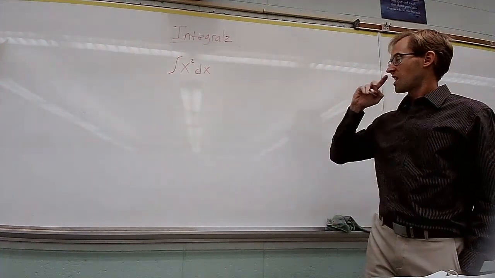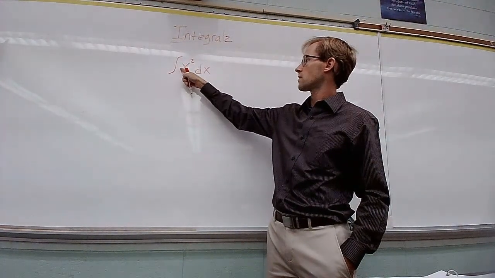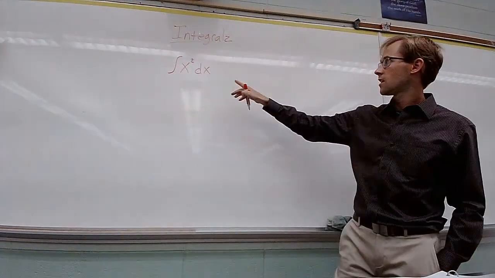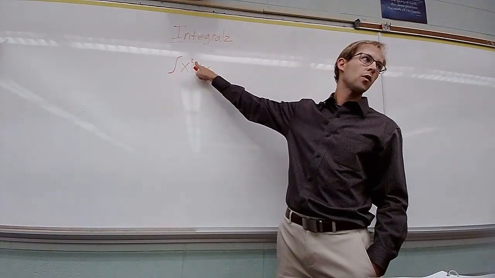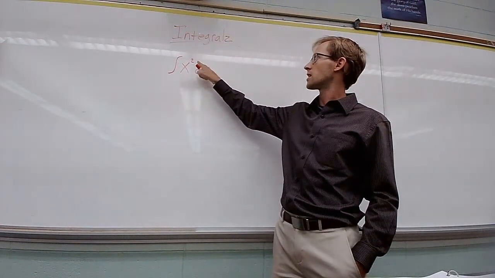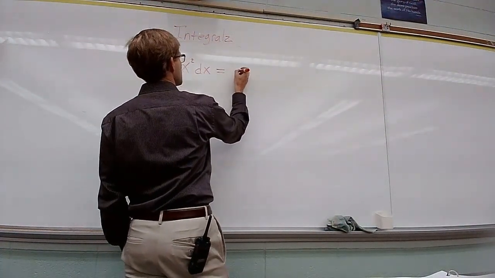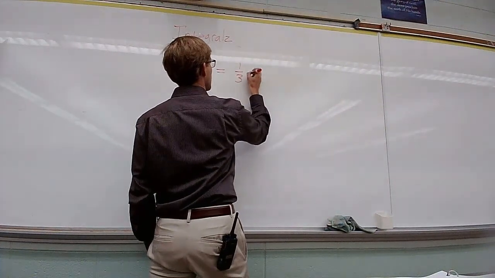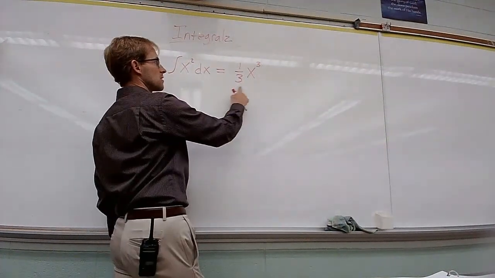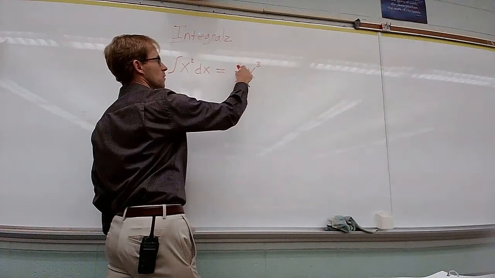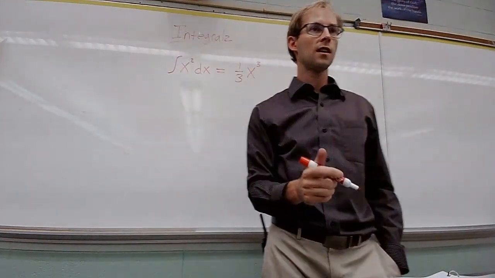So when you think of it that way, for derivatives, you're taking this, bringing it out in front, and subtracting one from the exponent. For an integral, you're doing the opposite. You gotta add one to the exponent, and instead of bringing that number down, you bring down the inverse of that number. So in this case, it would be 1/3 x cubed. And you can check your work by saying, what would the derivative of this be? Well, you'd bring the 3 down. This would turn into a 2. 3 over 3 is 1. It would be x squared. So that's a way to check your work on integrals.